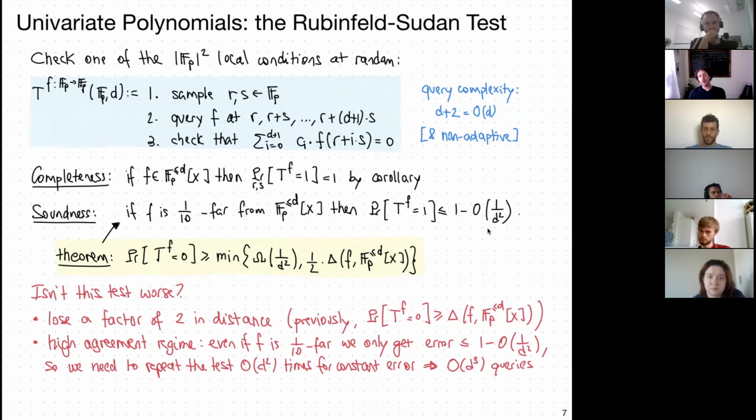Of course, this is not a real problem, because we can just repeat this test and run it 100 times. And if it's accepted all of the time, then we know it's good. But it does mean that if we want to boost this error from 1 minus 1 over d squared into your favorite number, 2/3 or 90% or whatever, we need to repeat this test d squared times, which means that the query complexity is of order d to the cubed.